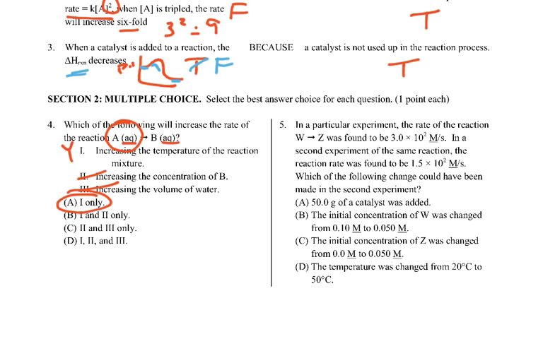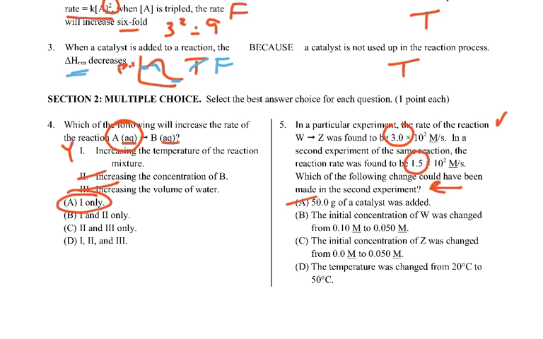If we have a particular experiment, the rate of the reaction from W to Z is found to be 3 times 10 to the 2. In a second experiment of the same reaction, the rate was found to be 1.5 times 10 to the 2. So let's notice here, that's 3 and that's 1.5, so it's half as much. Which of the following changes could have been made in the second experiment? So what could we do that would slow down the reaction?